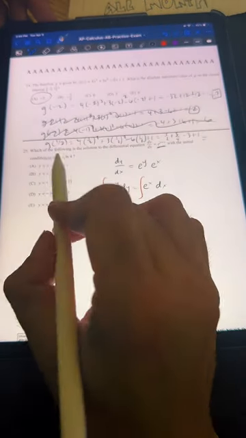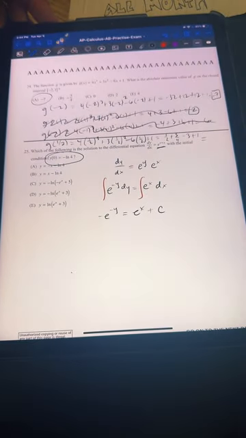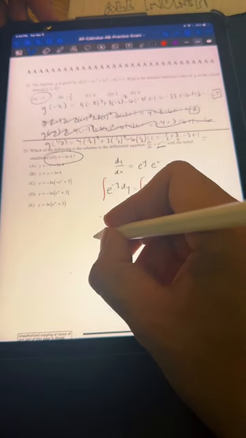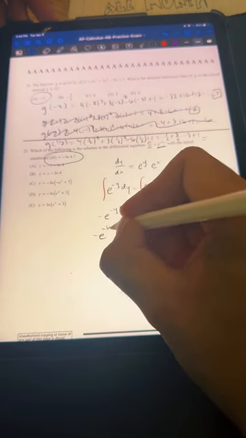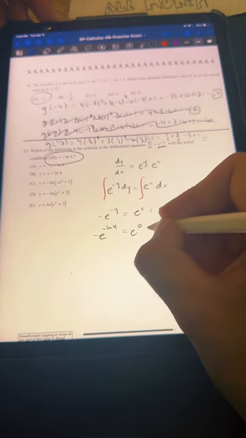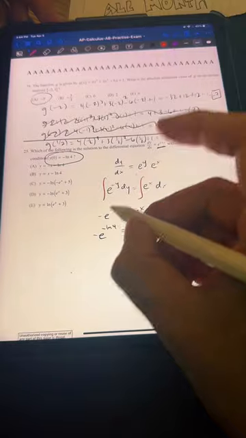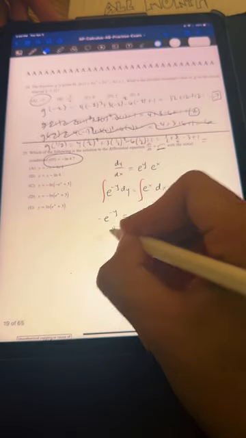We'll add the c only to this side. Okay, so now let's go ahead and use the initial condition that when x is equal to 0, y is equal to negative natural log of 4. So we have negative e to the negative natural log of 4 is equal to e to the 0 plus c.